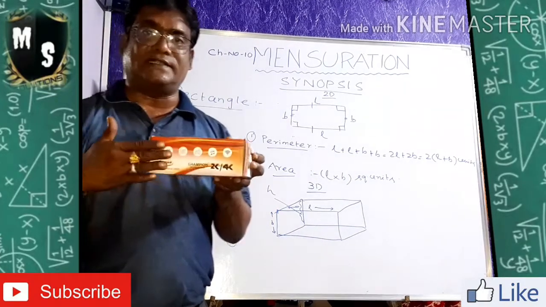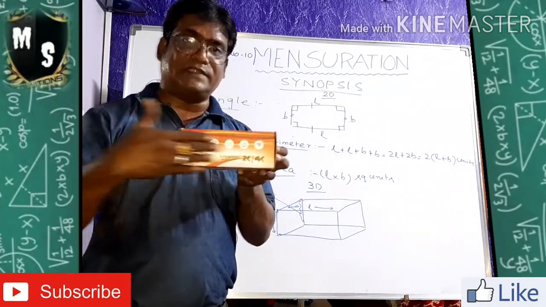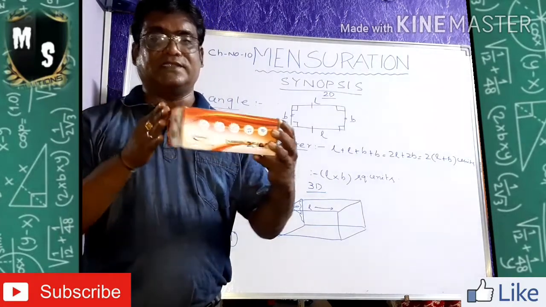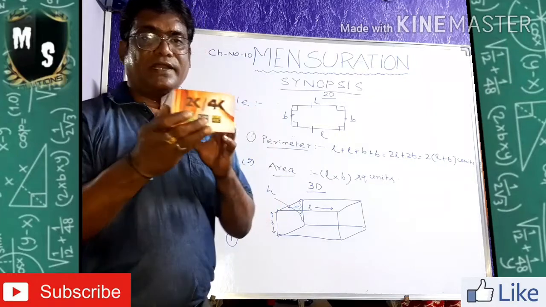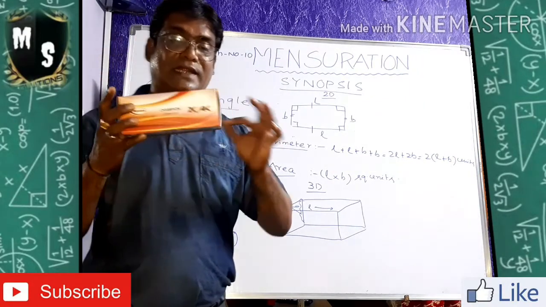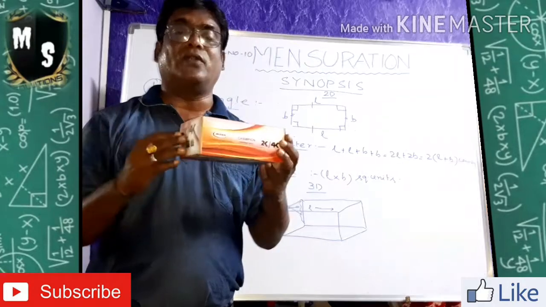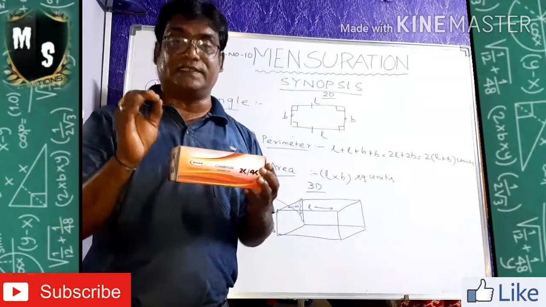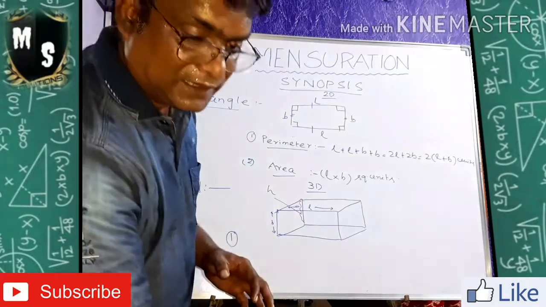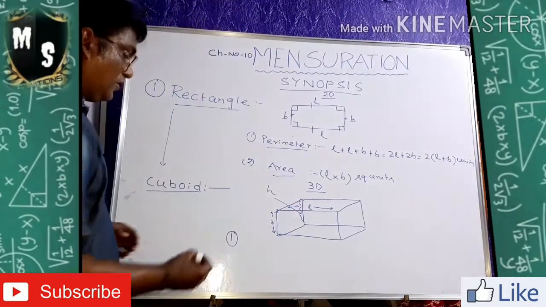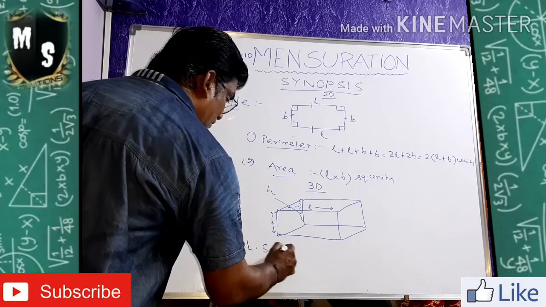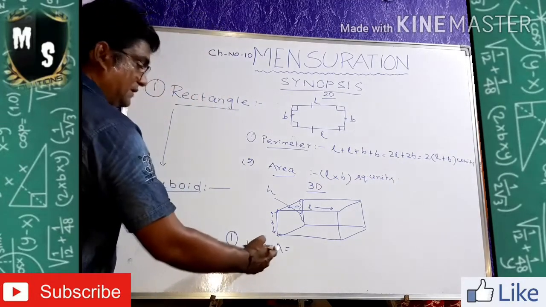4 faces, not sides. This is one face, this is the second face, this is the third face, and this is the fourth face. When I rotate, you can observe these 4 faces nicely. Clear? So these 4 faces are called the lateral surfaces. So we have to write like this. What is the first area we got? We got the LSA, that is called the lateral surface area.